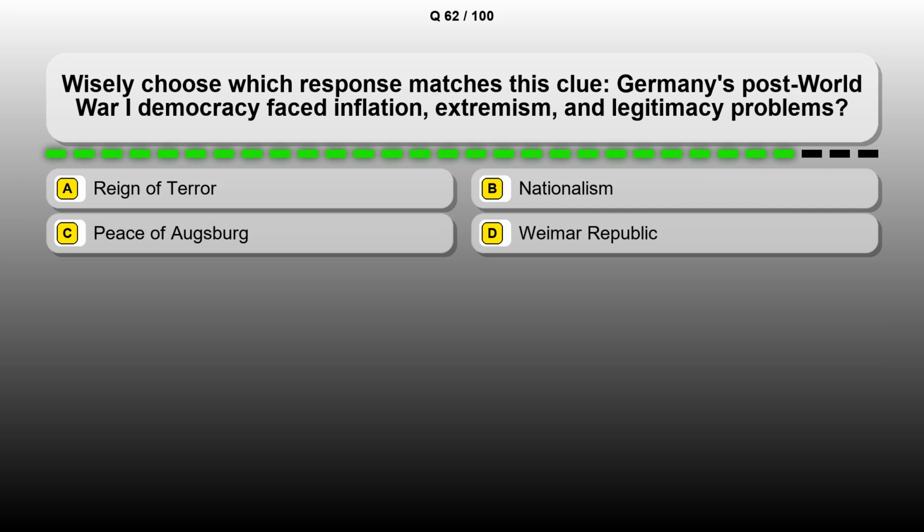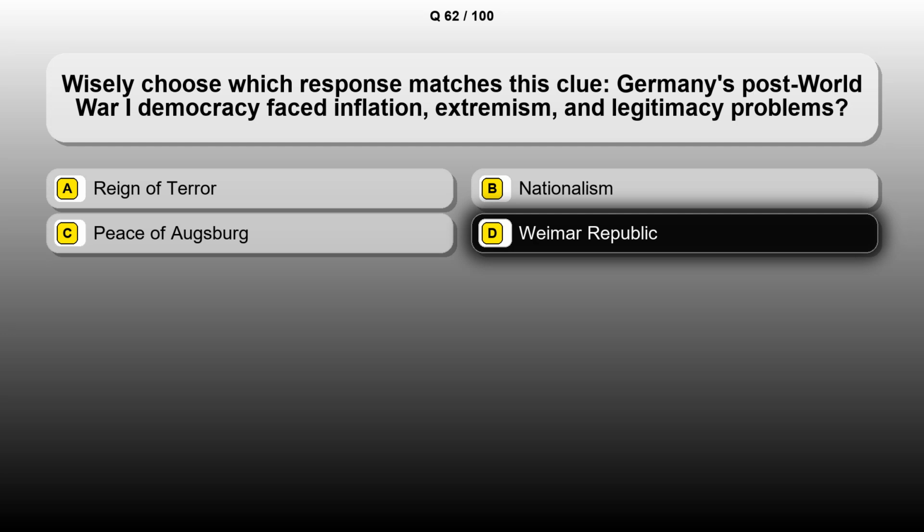Question 62. Wisely choose which response matches this clue. Germany's post-World War I democracy faced inflation, extremism and legitimacy problems. Option A, Reign of Terror. Option B, nationalism. Option C, Peace of Augsburg. Option D, Weimar Republic.